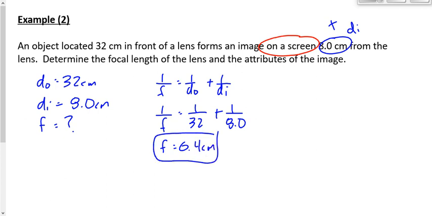Okay, what about the attributes? Larger, smaller, same size. That's the hardest one, I think, actually. Let's leave that till the end. Is it right side up or upside down? Oh, that's kind of tricky as well, actually. Is it real or virtual? It's real. We already identified that it's real. Ironically, the most challenging thing is actually the easiest part of this question. How do I identify whether it's right side up or upside down, or bigger or smaller?